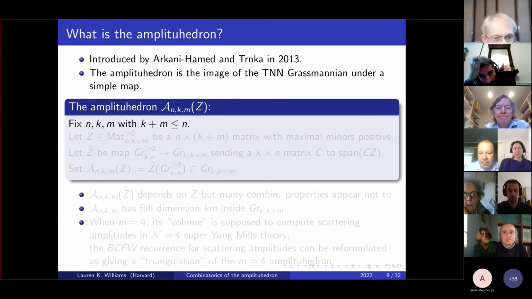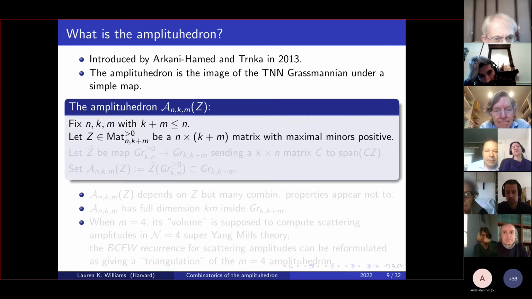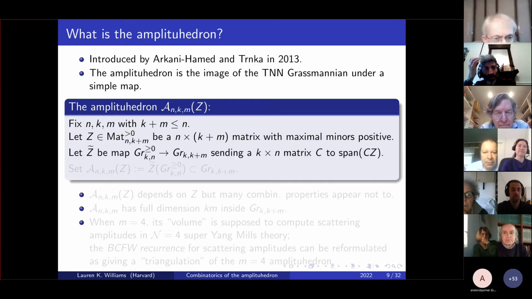So we're going to fix positive numbers n, k, and m with k plus m at most n. And then we're going to let Z be an n by k plus m matrix with maximal minors strictly positive. Now I'm going to use this matrix Z to define a very, very simple map. It's going to be a map from the positive Grassmannian of k-planes in n-space to the Grassmannian of k-planes in k plus m space, and it's simply induced by matrix multiplication.